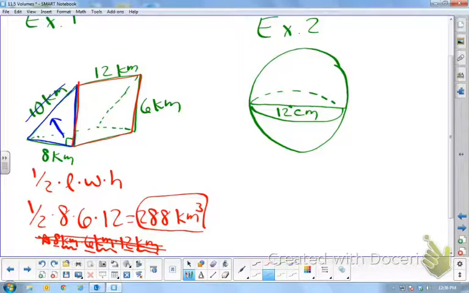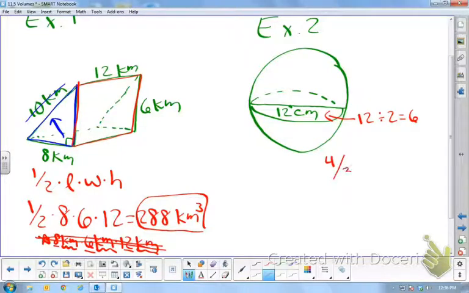Example 2 is our sphere. Again, it's only a little bit tricky. They gave you the diameter instead of the radius. We discussed, how do we find radius from diameter? We take that number and divide it by 2. We get the radius. Now we just go plug it into the formula.